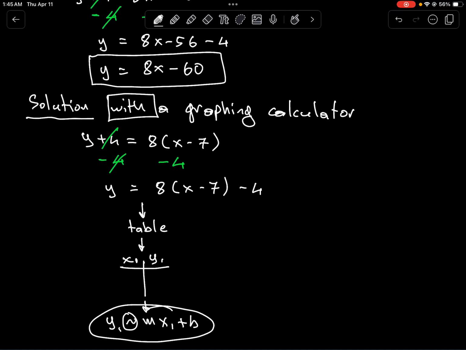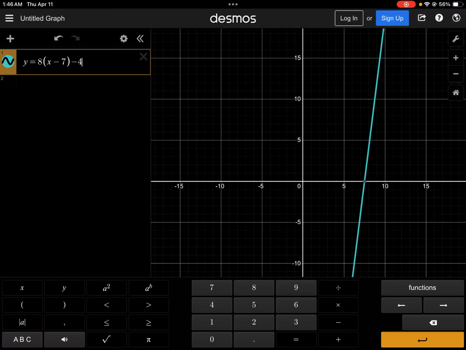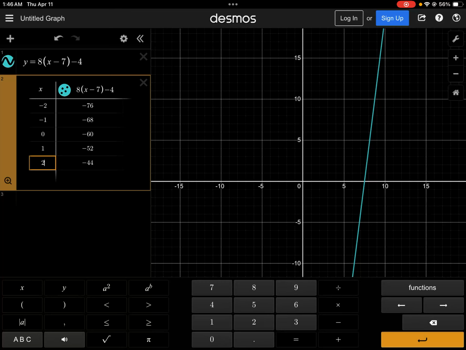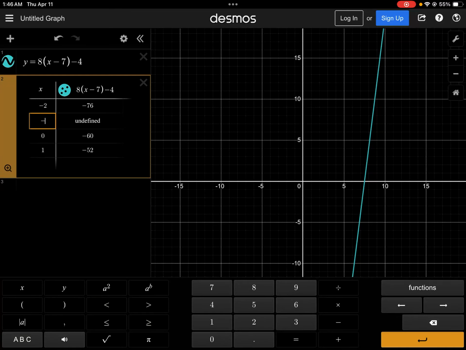Alright, we put this function in. Now hitting the wheel and the table, I have the table. Okay, I have 5 points. I don't need 5 points to draw a line, so I'm going to get rid of 4 of them. Let's keep the simplest one, 0 and 1.